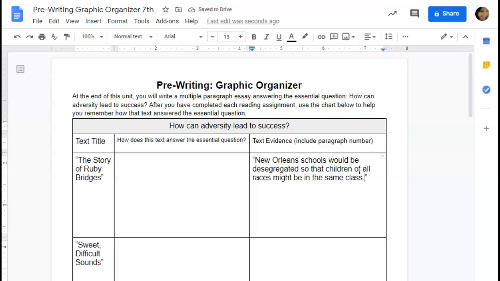That part where it talks about, you know, she kept going to school, and then by the time she was in second grade, it was accepted. People had given up on trying to keep her from going to school, and people then began to accept integration of schools, and that's something really good that came out of that, and how adversity led to success.